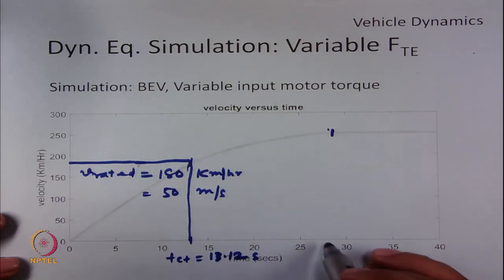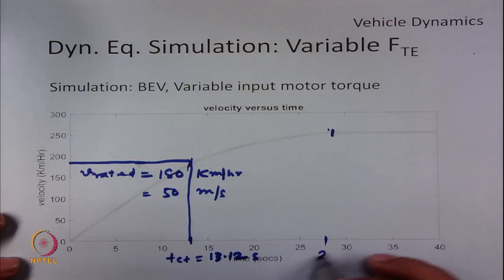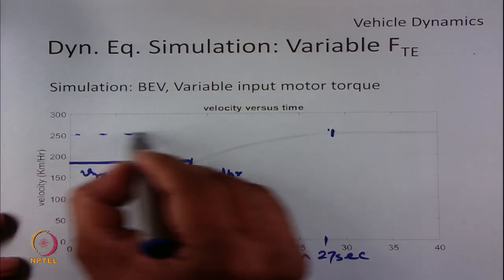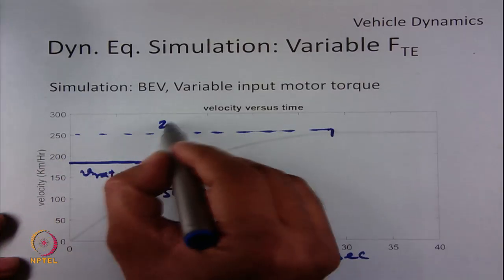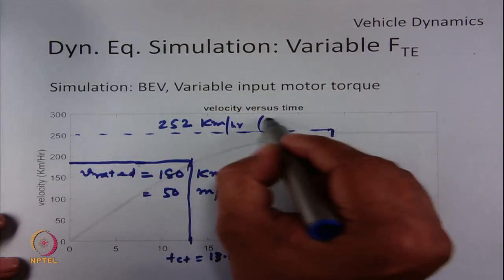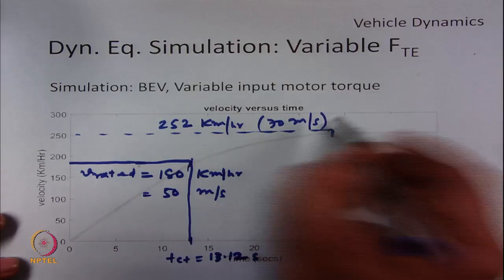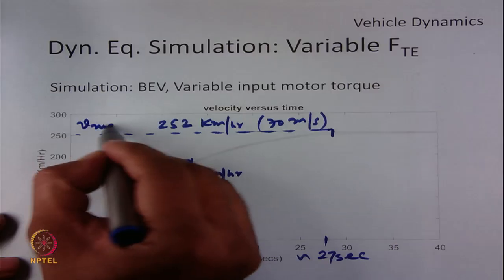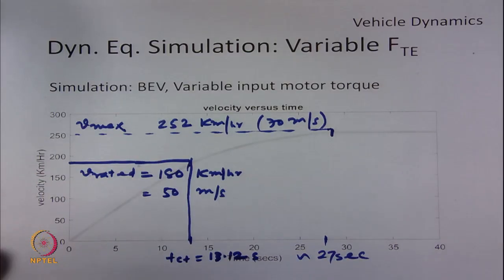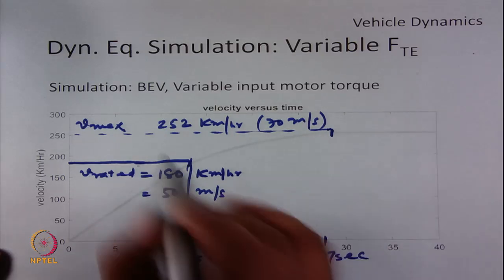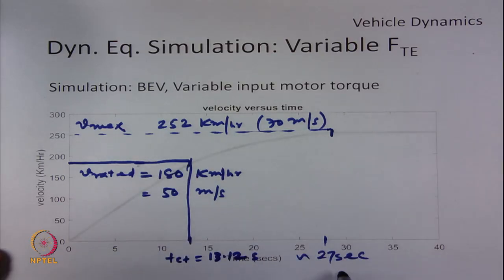We will start this constant speed mode when the time is around 27 seconds. We can see that it has reached its value of 252 kilometers per hour, or 70 meters per second. So, this is V rated and this is V max, and you have a constant velocity of 252 post 27 seconds.